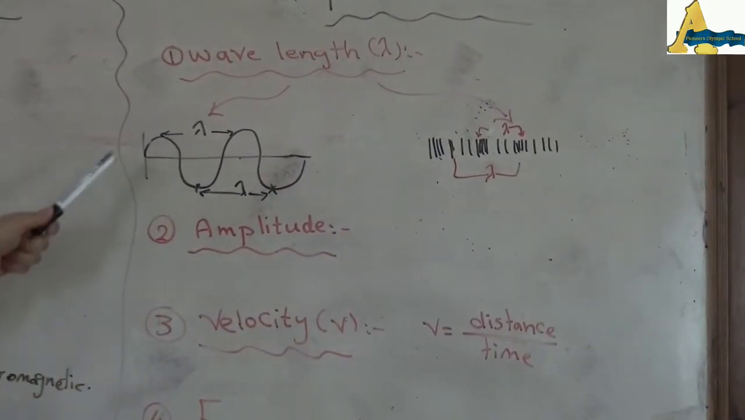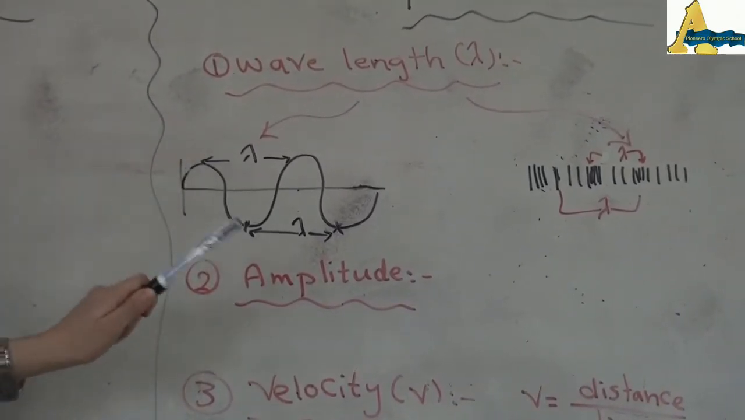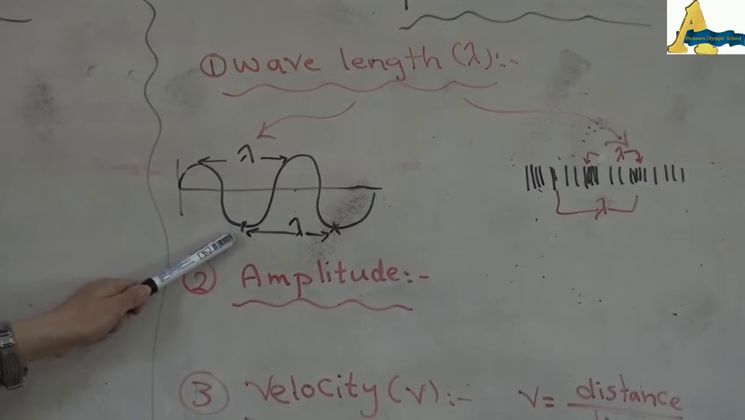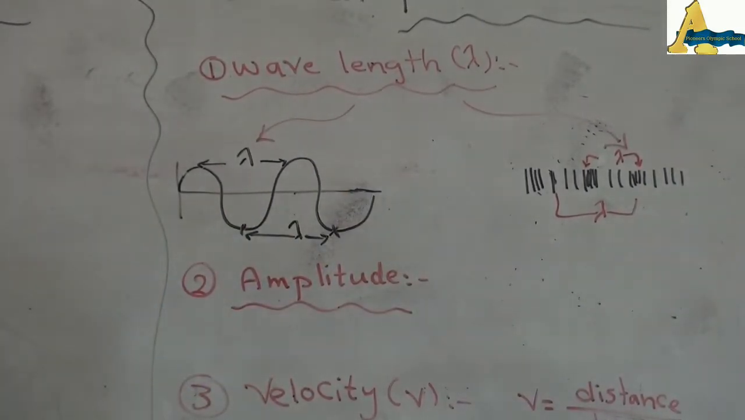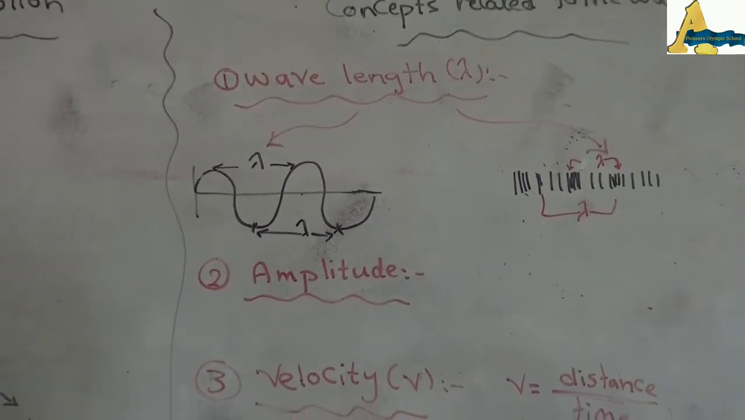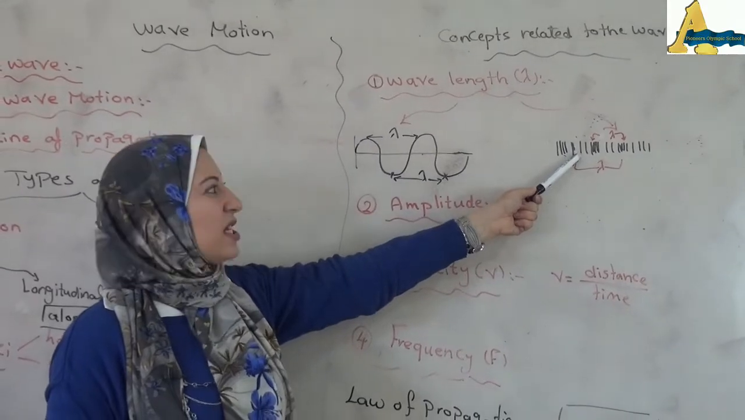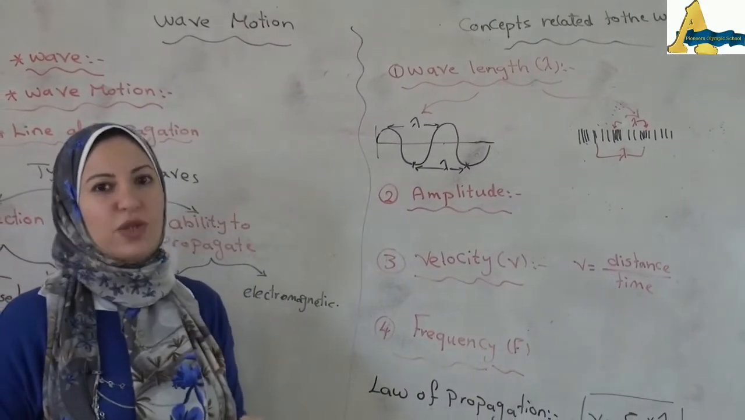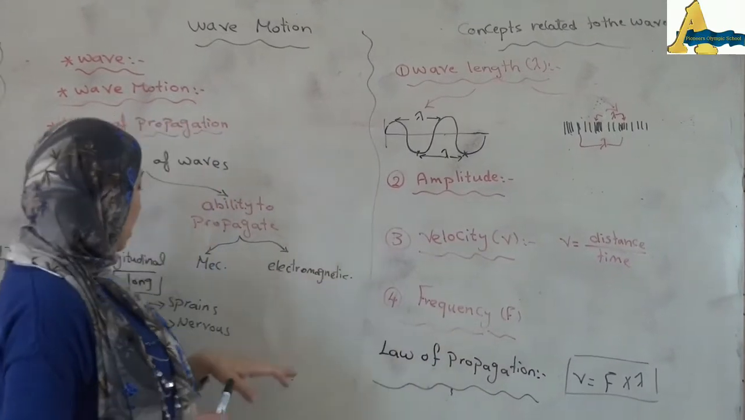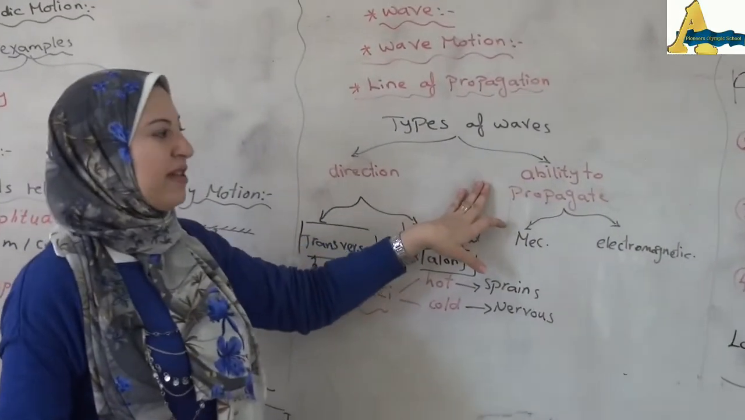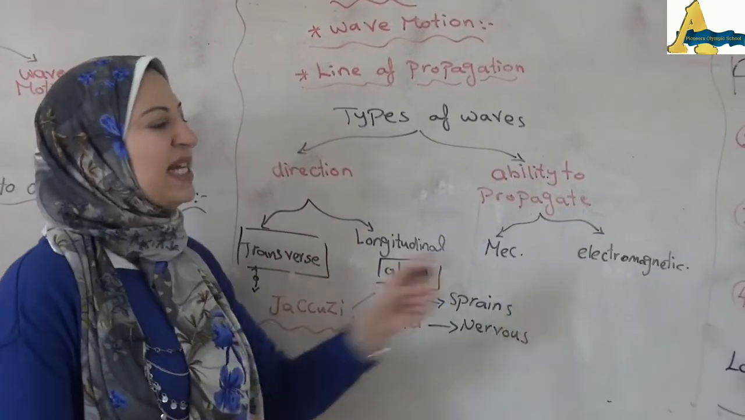If I'd like to define the crest, it's the highest point of the medium particles on the transverse wave. Trough is the lowest point of the medium particles on the transverse wave. Compression is an area on the longitudinal wave at which the medium particles have the highest density and pressure. Rarefaction is an area on the longitudinal wave at which the medium particles are far apart, with low pressure and density. Next, we can divide the waves according to their ability to propagate into mechanical waves and electromagnetic waves.